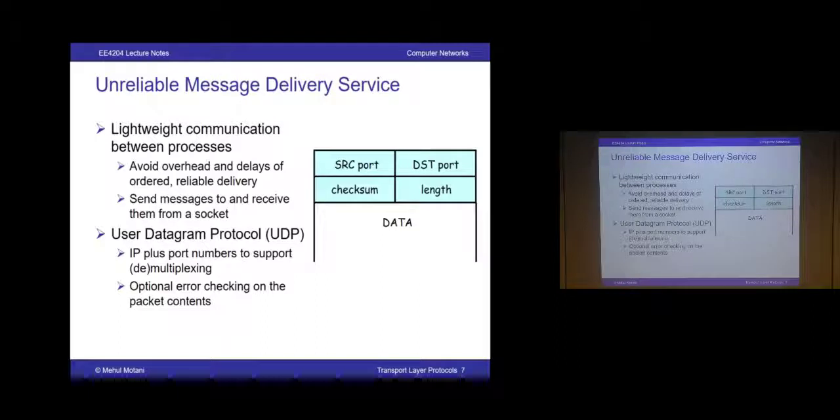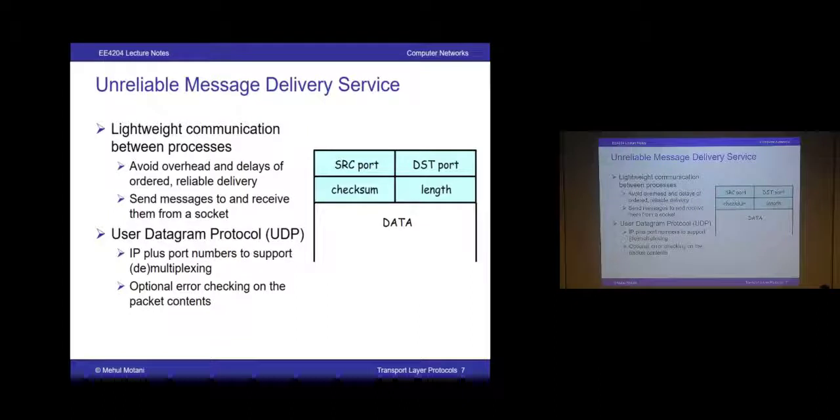Okay, so UDP, this is the anatomy of a UDP packet. You still have your source port and destination port. They're always there because multiplexing and demultiplexing is done at transport layer. But then you have two other fields. The next 32 bits, the first 16 bits is a checksum. Next 16 bits is the length of the packet, and then you have your data. This is all that's there in the transport layer.